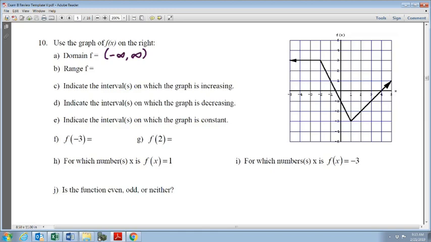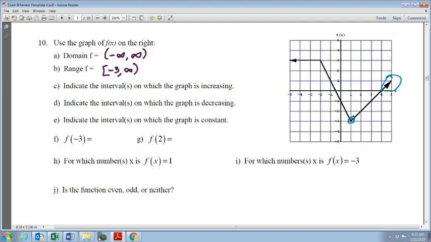For the range, we want to go from the lowest to the highest point. Notice at the lowest point we're at -3. Hold on a second. So here we do have a lowest point, and there the y value is -3. And actually this graph does go up forever, so you should have said -3 to infinity here.